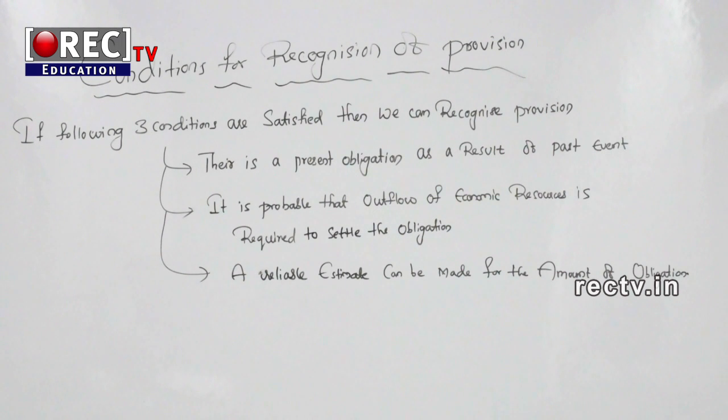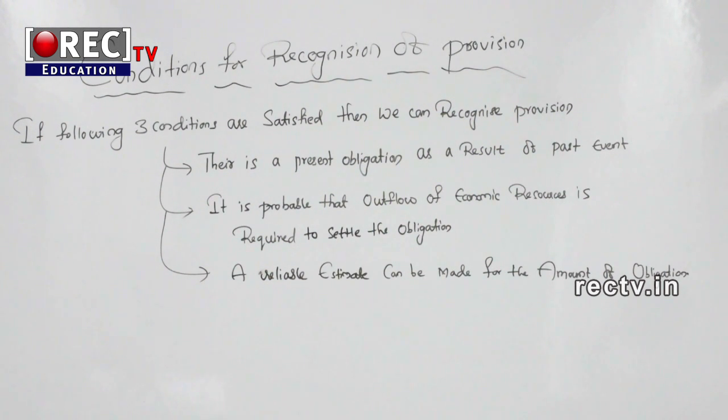And the third condition is that a reliable estimate can be made for the amount of the obligation. So there must be an estimate for the provision you have made. In the earlier example with watches, there are damages for 10 watches, and for that you are creating a provision, so there is an estimated amount. In that example we took 10,000, that is 10 watches into 1,000. So 10,000 is a reliable amount estimated for that obligation. These are the three conditions. If they are satisfied, you can recognize a provision. A provision can be created out of contractual obligations, legal requirements, past practices, or to maintain good relations with customers. For these reasons you maintain provisions in your balance sheet.